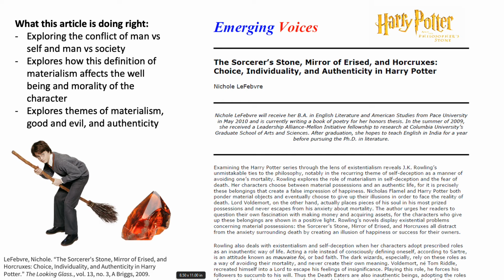This final article on Harry Potter does many of the same things as the other articles. It focuses on some narrative conflict within the story, explores how definitions of this conflict, in this case materialism, affects the characters and their morality and choices, and explores themes of good, evil, and authenticity.